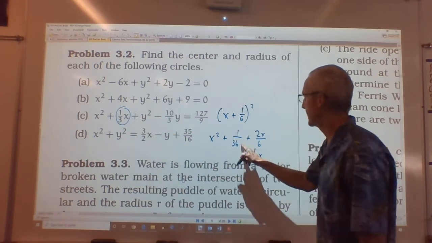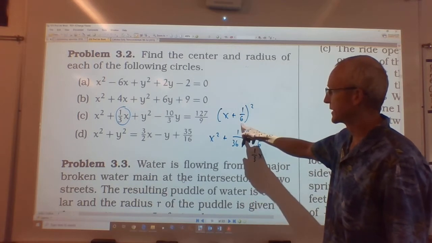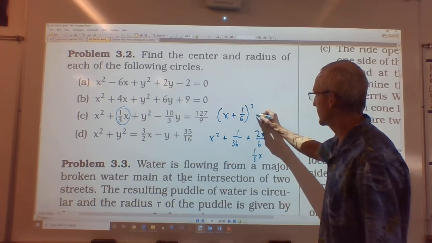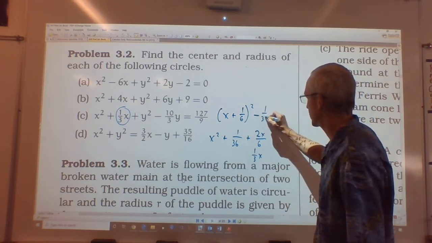So we're good, except we have, again, this thing squared too much. We have a 1/36 we didn't start off with, so we have to go minus 1/36.